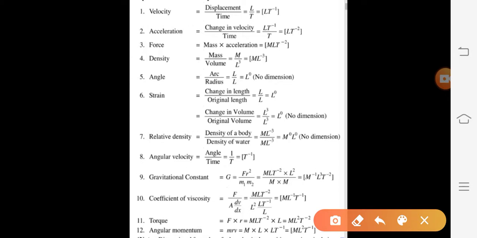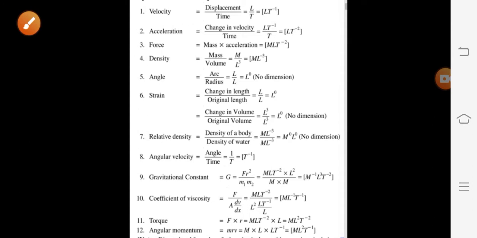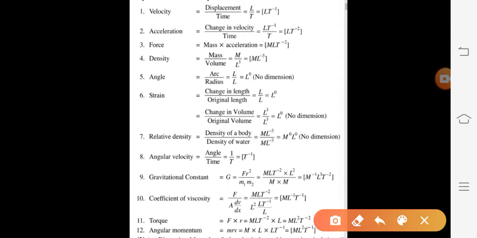We know that what is the velocity? Velocity is displacement upon time. So what is the dimension of displacement? L. What is the dimension of time? T. So that is equal to LT minus 1. So that's why this is LT minus 1. You have to put a scale, that is very important. You have to put a scale around the dimensions.